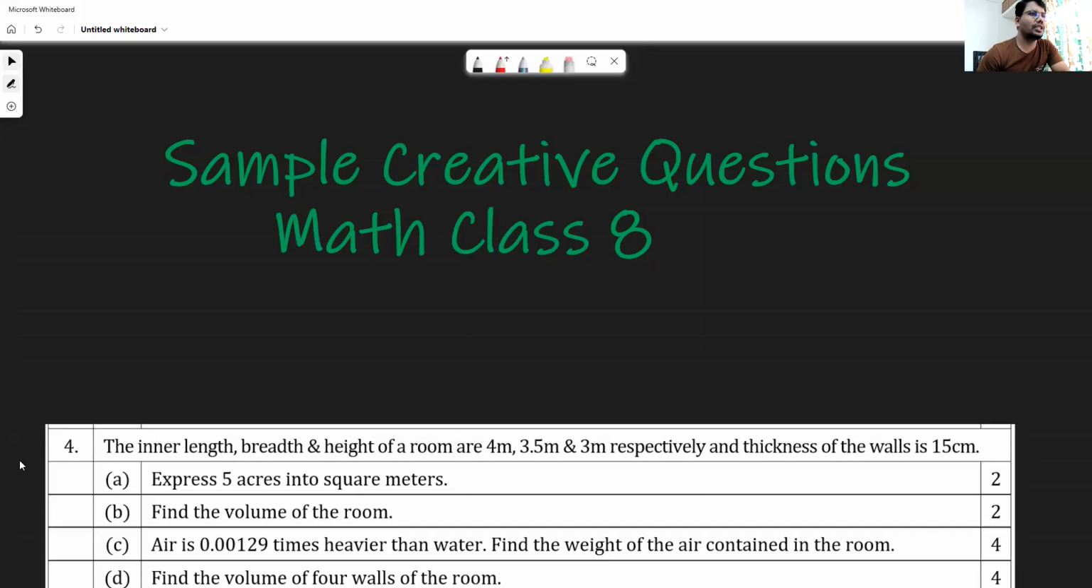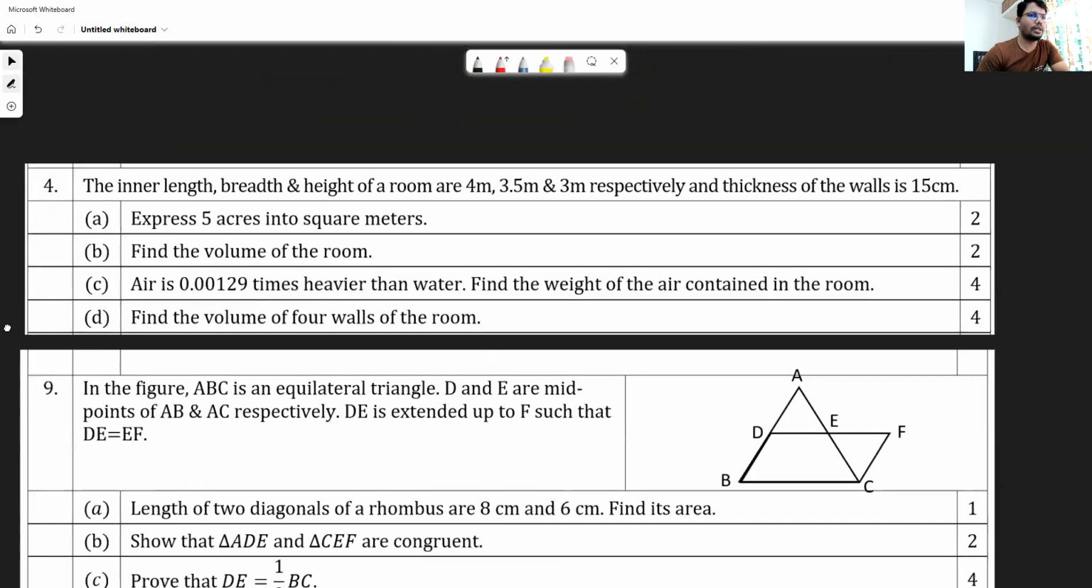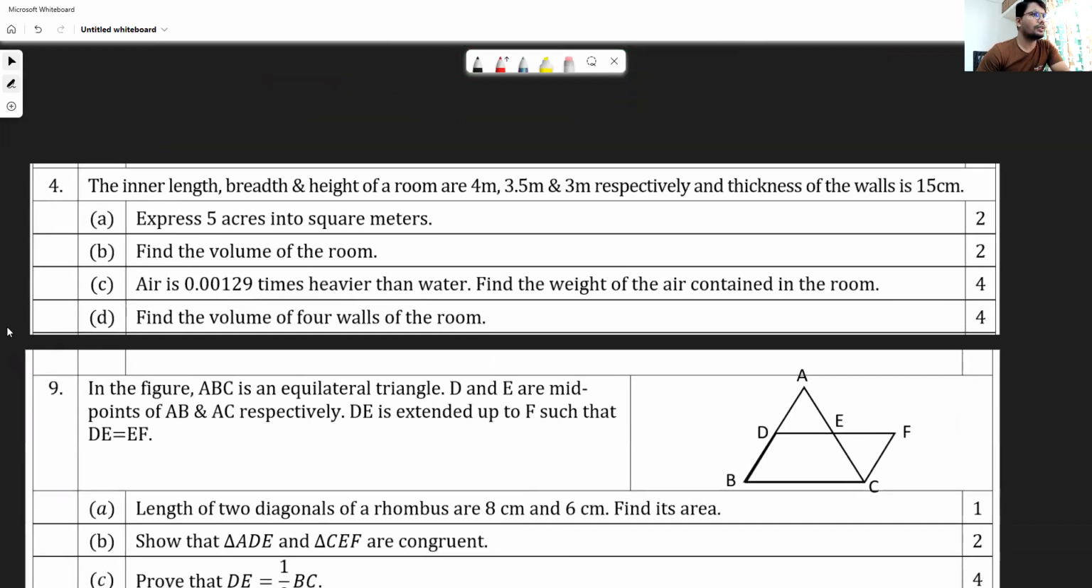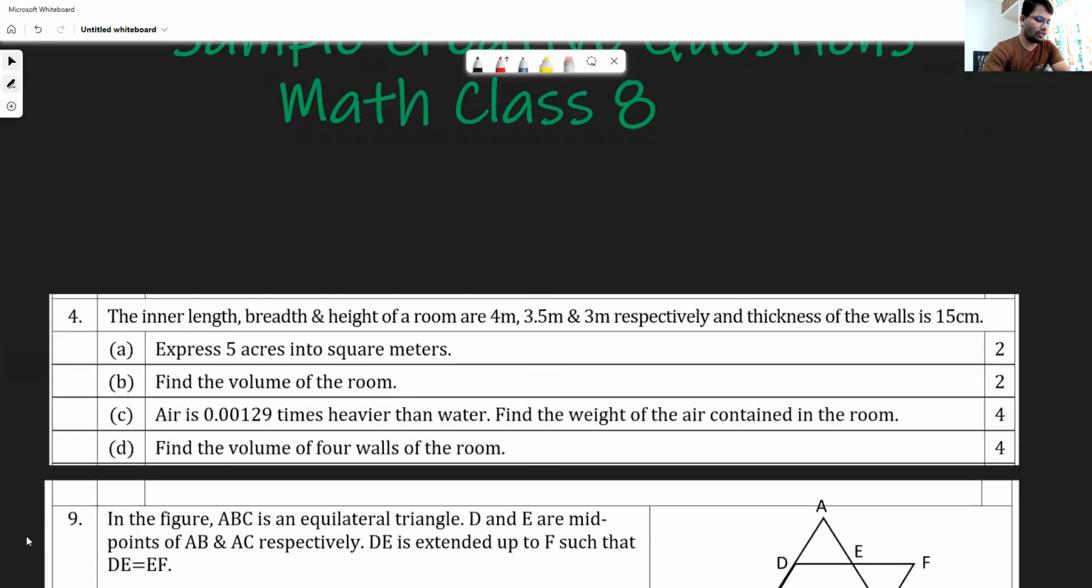From the sample question sheet, there are two questions. From chapter 3, this is the first question, question number 4. Another is question number 9, and this is from chapter 8. So first, let's see the question, one of the most important questions from the practice sheet.